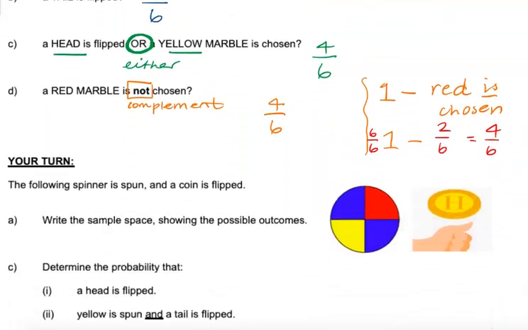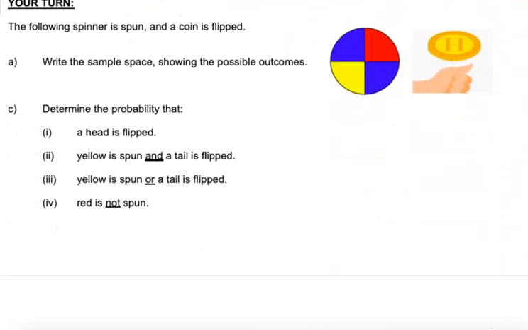So now I'd like you to pause the video and have a go at the following question. Grab a piece of paper and consider the following spinner being spun and a normal coin being flipped. You'll notice on the spinner that we've got 2 sections of blue, one of red and one of yellow. So to make it easier, you could call that blue section 1 and blue section 2. Come back and unpause the video and check your solutions.